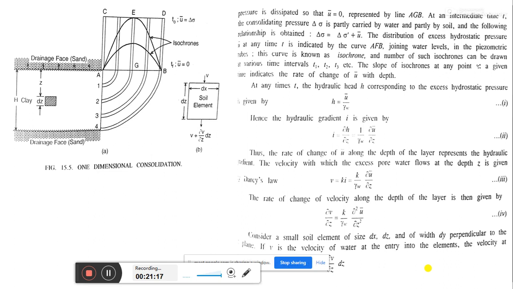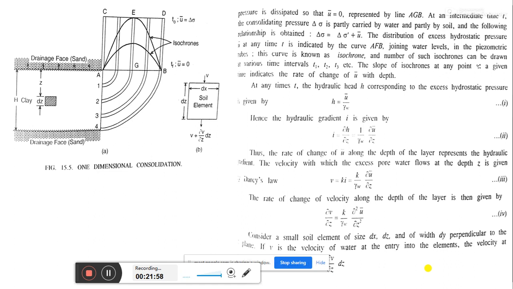The straight line CED, joining the water levels in the piezometric tubes, represents this distribution. As water starts escaping into the sand, the excess hydrostatic pressure at the previous boundaries drops to zero and remains so at all times.